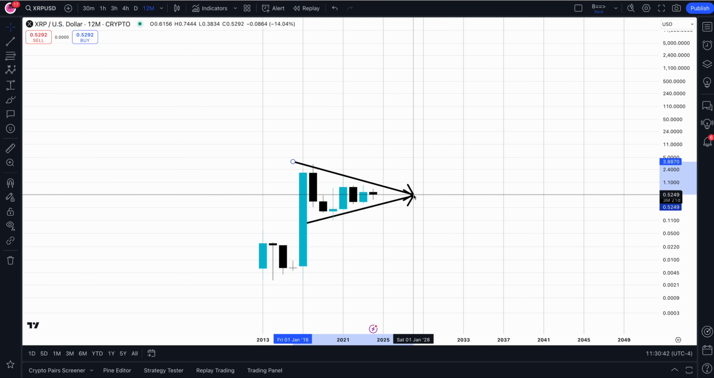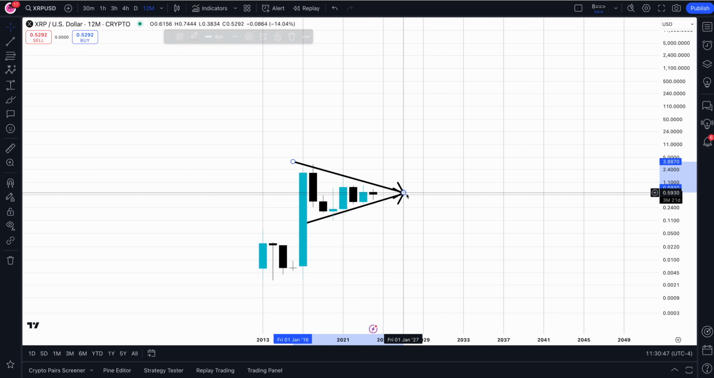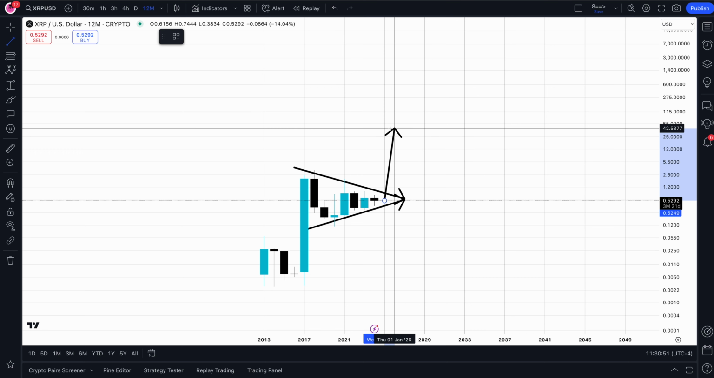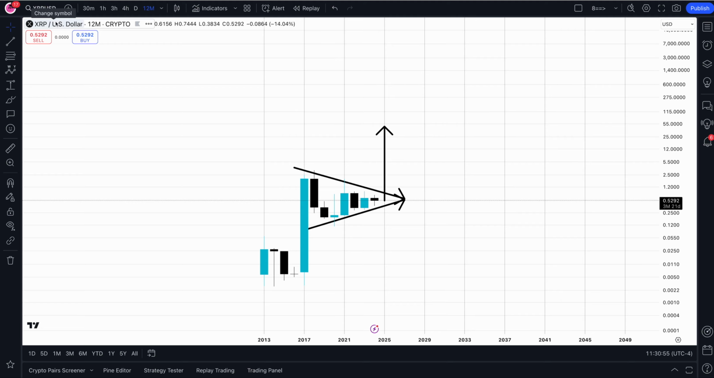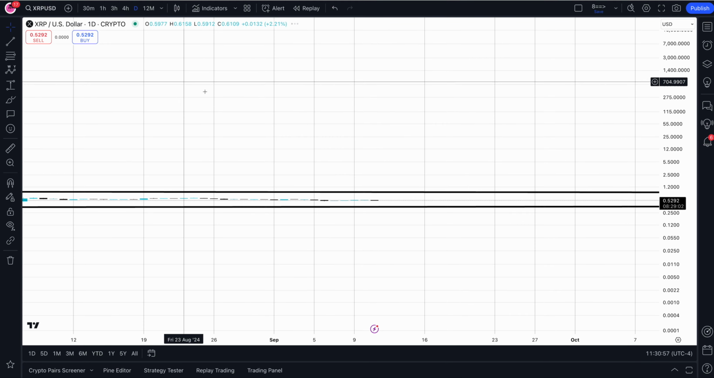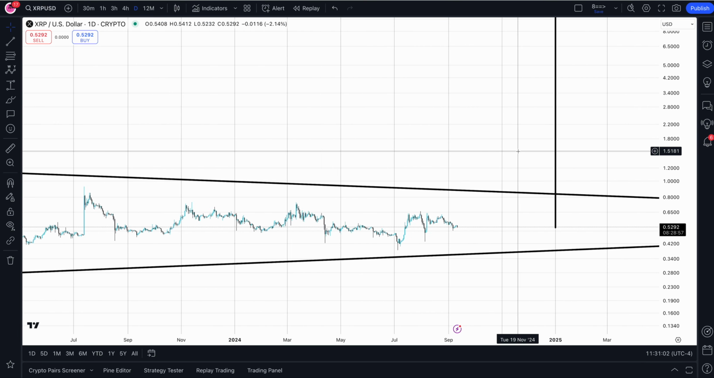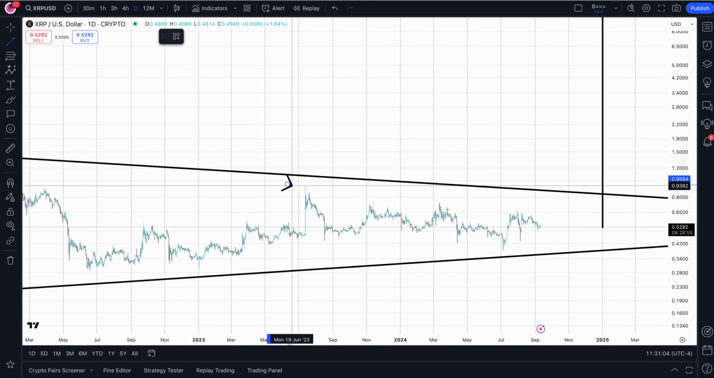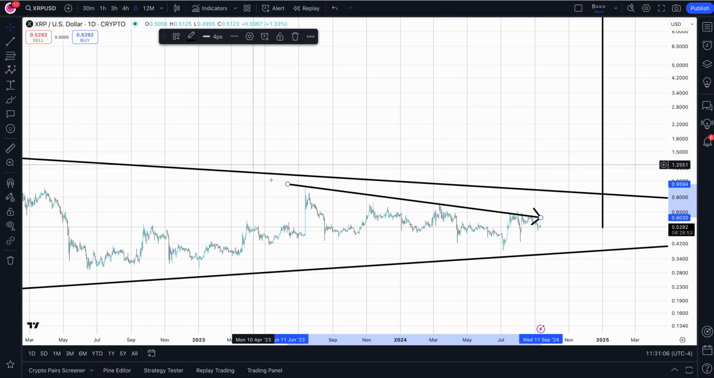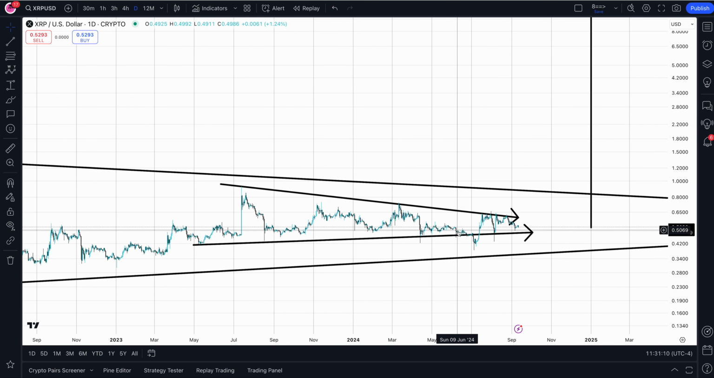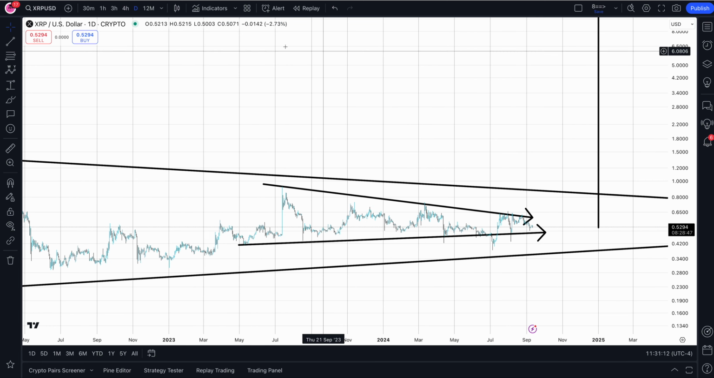Okay, I don't see this breaking down, right? It would be very, very unlikely. If anything, I would see it just breaking up. So yeah, I don't see this breaking down. When we even take a look here at the daily time frame, we can see that we're forming a little bit of a wedge over here as well. So the price is squeezed on all time frames, and we're just consolidating within this wedge.